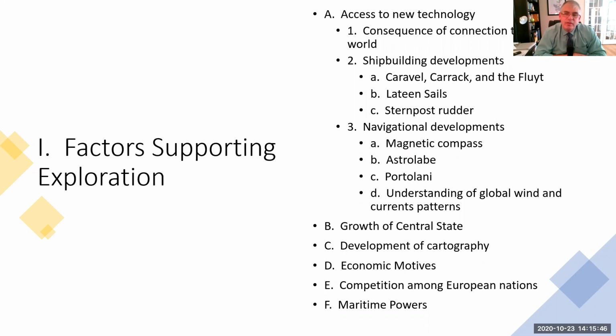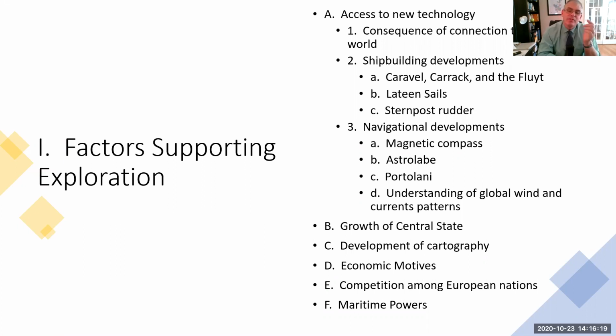The third one is the Portolani. And the Portolani is a map of ports. It basically lays out where the ports are and what distances they are. So it has a mapping technique, really more than anything. And we'll talk about more of that with cartography later. But the Portolani allows for an understanding of where ports are located, how far they are located from a particular point, and allows for the planning of these voyages to be much more accurate and therefore much safer.